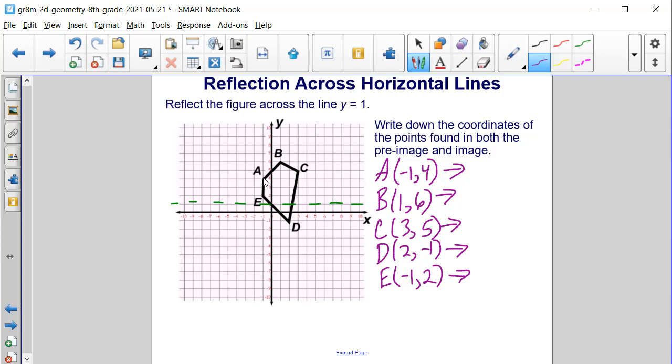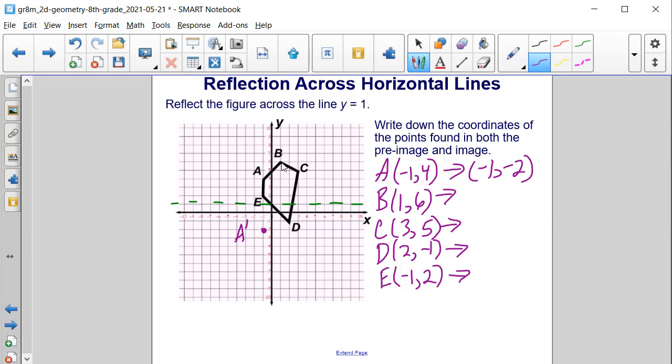Let's start off with point A. When reflecting, it's easy to count the number of spaces from the pre-image point to the line of reflection and count the same number of spaces on the other side. So for A, we have to go 1, 2, 3 units down. So let's go 3 more: 1, 2, 3. So this time A prime is going to be here at -1, -2.